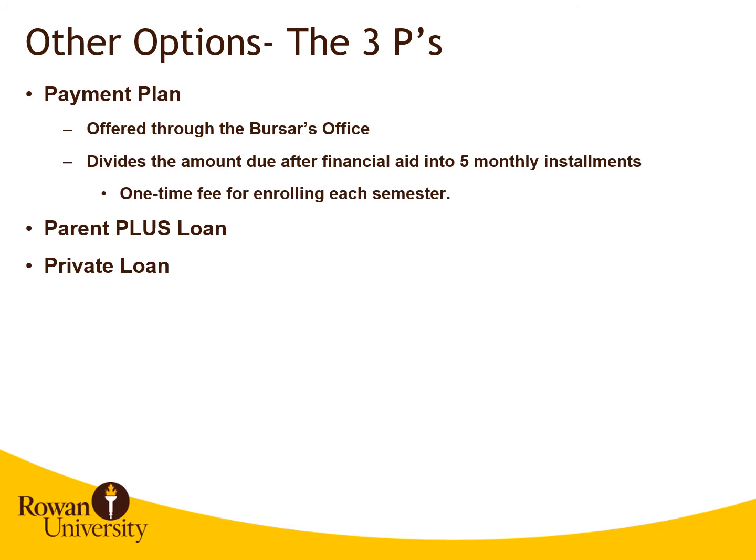Whatever amount is not covered by the student's aid or loans that they accept is going to be divided into 5 payments. You make your first installment when you enroll in the plan, and then the remaining 4 payments are typically due on the first of each month after. There is a one-time fee for enrolling in the plan each semester.